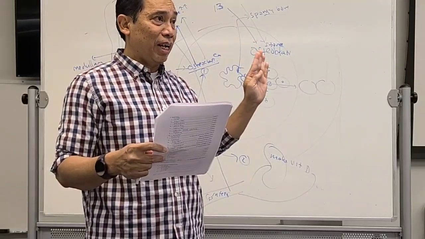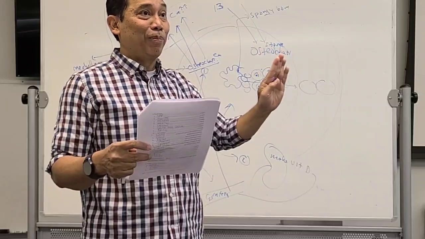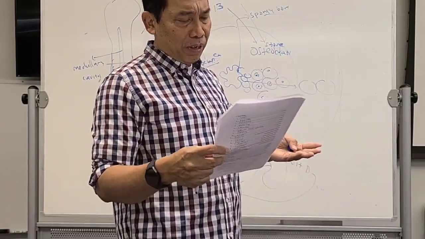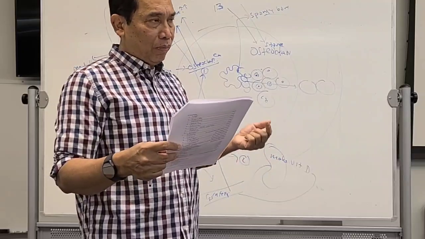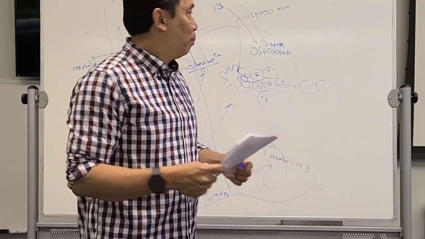Okay, now for chapters 7 and 8, it's mostly memorization. I believe many of you already know the majority of this about bone. Okay, number 1 first. There are 5 types of bone: long, short, flat, irregular, sesamoid.